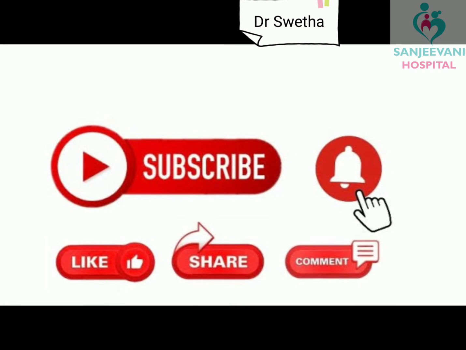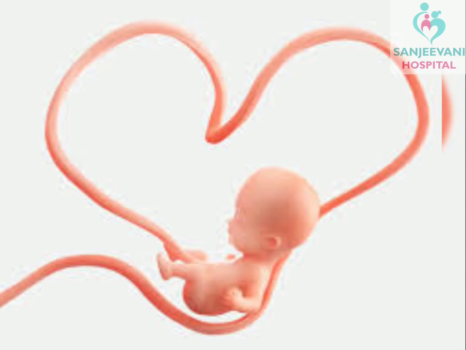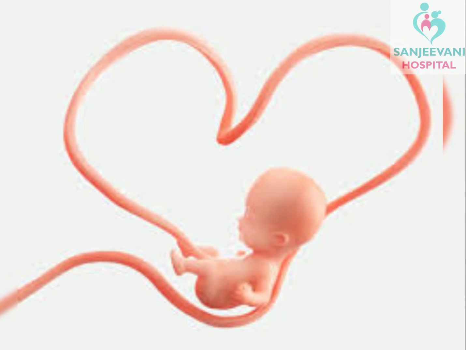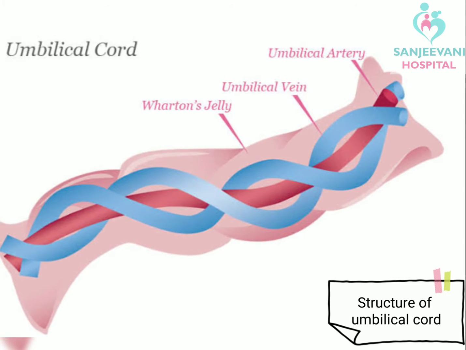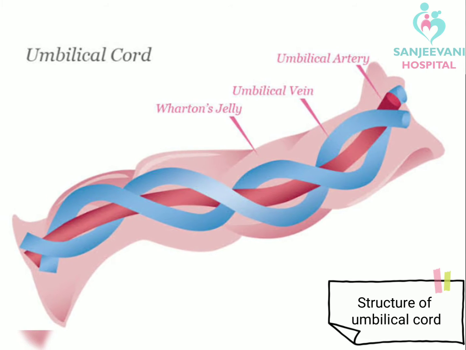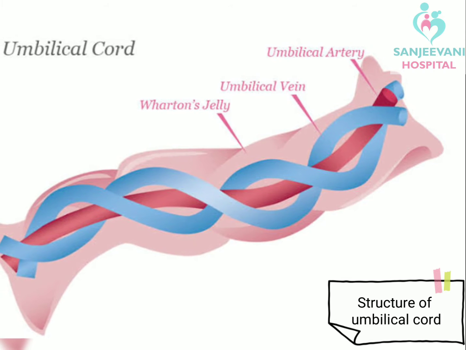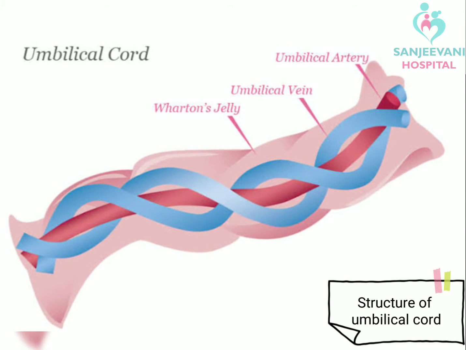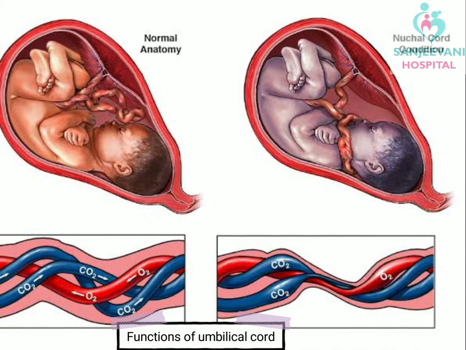So, friends, what is this umbilical cord? As you can see, the umbilical cord is a connection between the mother and the baby. Coming to the structure of the umbilical cord, if you see in detail, it has two arteries and one vein, and there is a jelly-like thing which covers the umbilical cord, called Wharton's jelly. And this Wharton's jelly is very important. It prevents the knotting of the umbilical cord when the umbilical cord and the baby move.